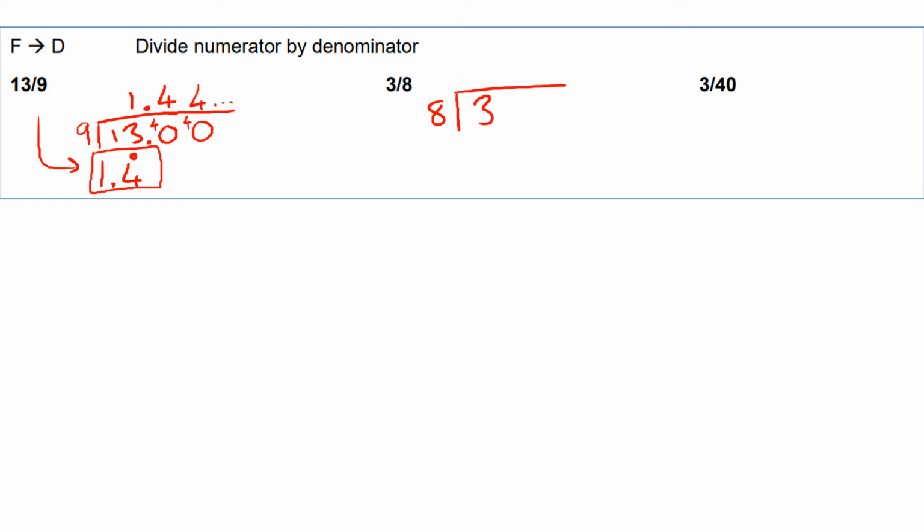Make sure you have these the right way round. We want our denominator outside of our bus stop. We probably know that we're going to need to use some decimal places, so let's stick them in. 8 doesn't go into 3, remainder 3. 8 goes into 30, 3 times remainder 6. 8 goes into 60, 7 times remainder 4, because that's 56.